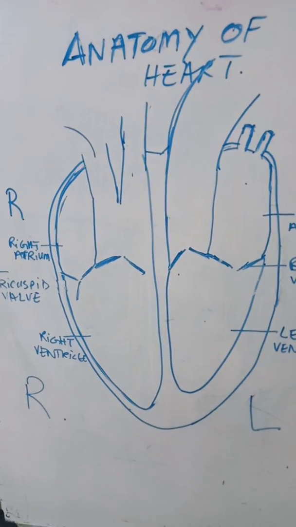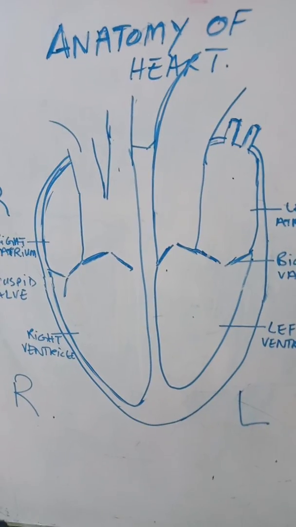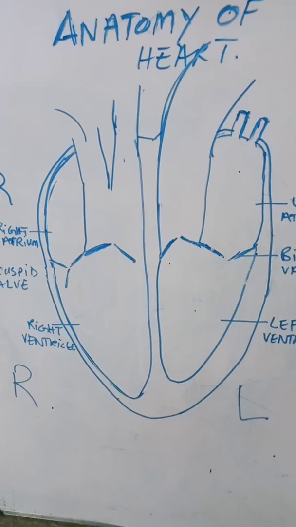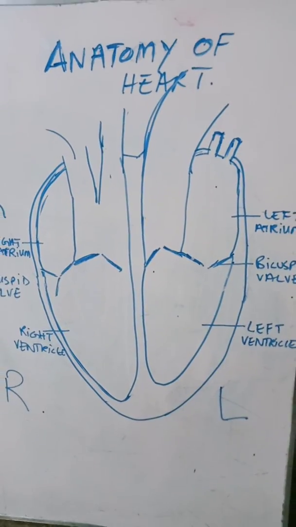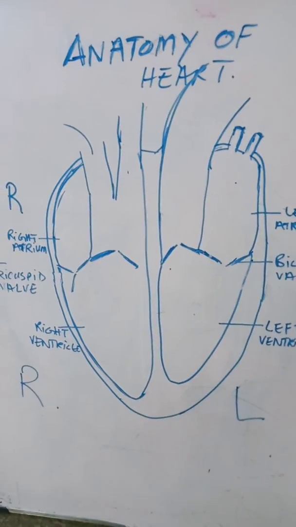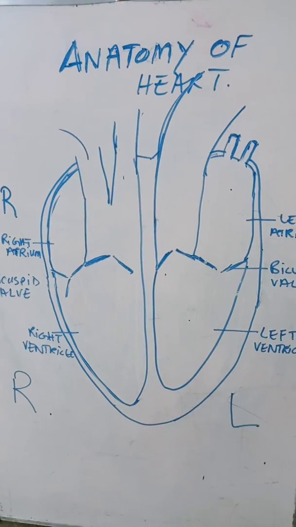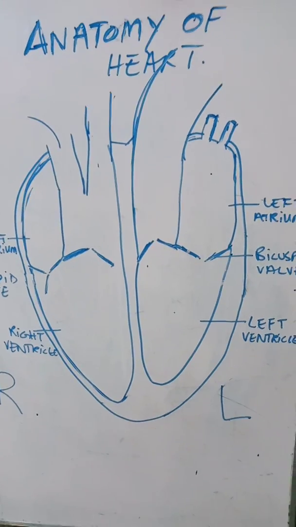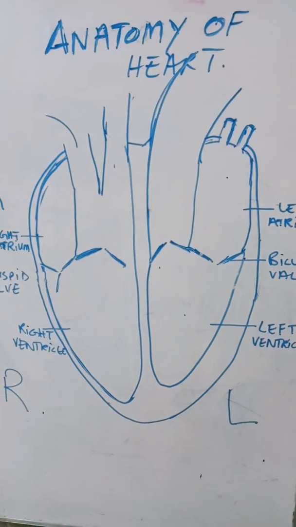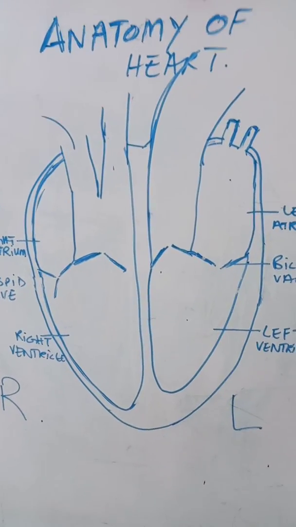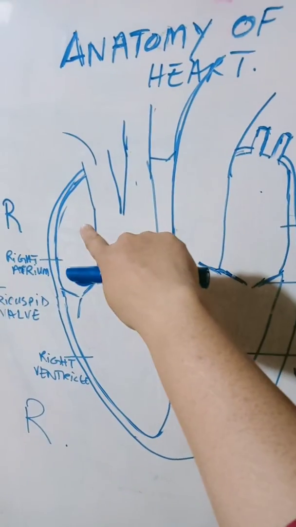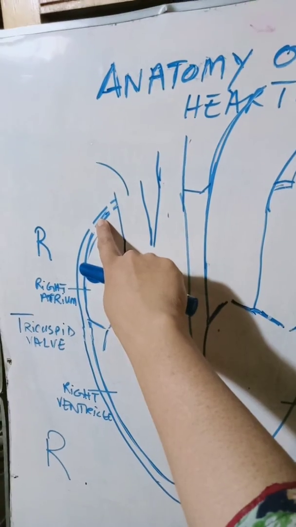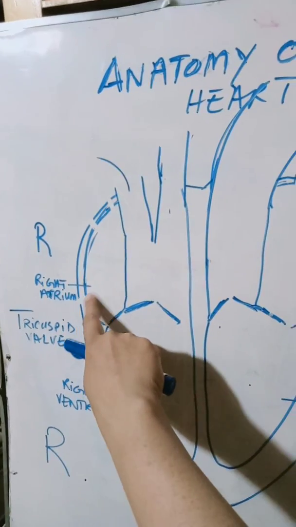Okay, now the function of the right atrium. The right atrium collects deoxygenated blood from the whole body through the vena cava. The vena cava is the largest or major vein present in the body. Its function is to collect deoxygenated blood from the upper half and lower half of the body, and the vena cava opens into the right atrium. Upper vena cava opens here and lower vena cava opens here.